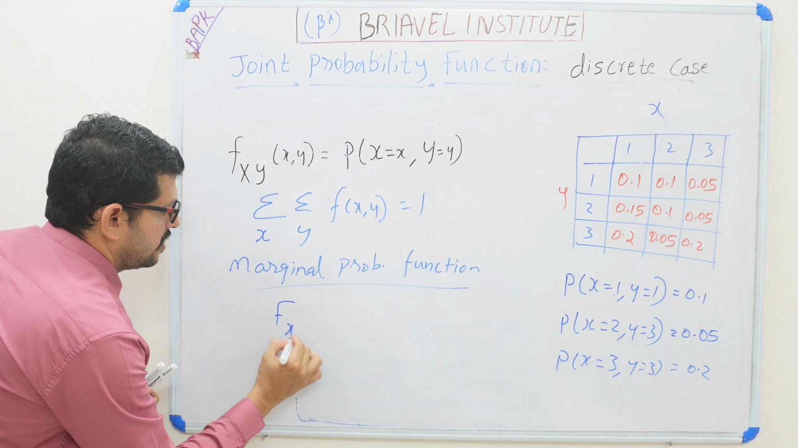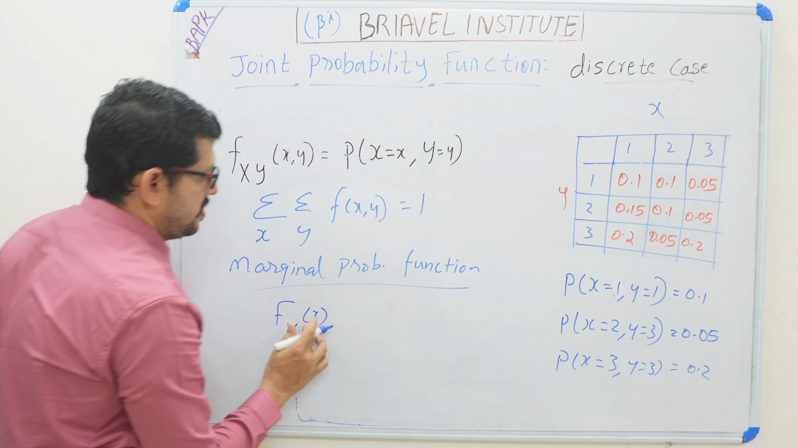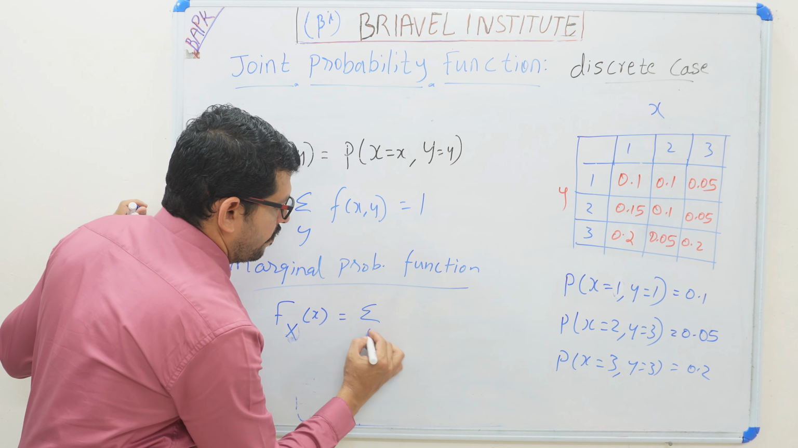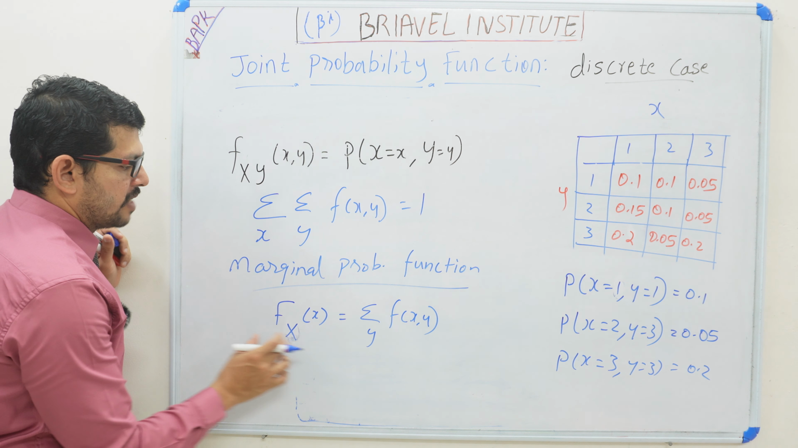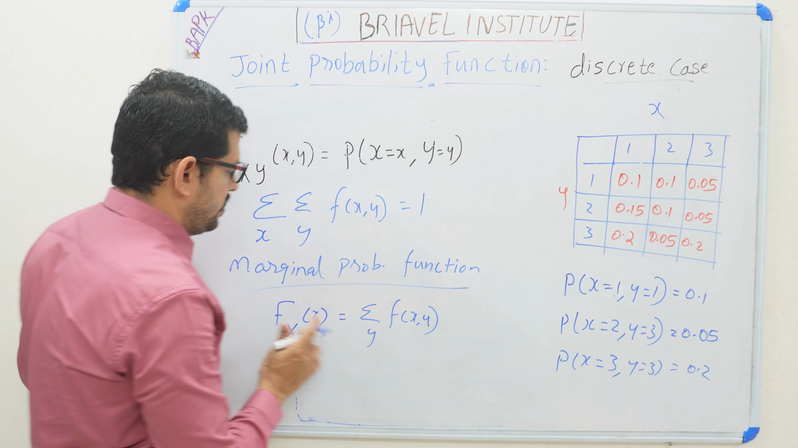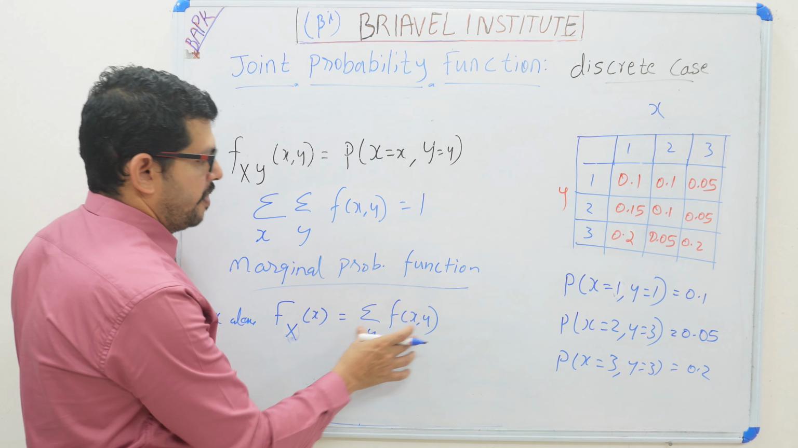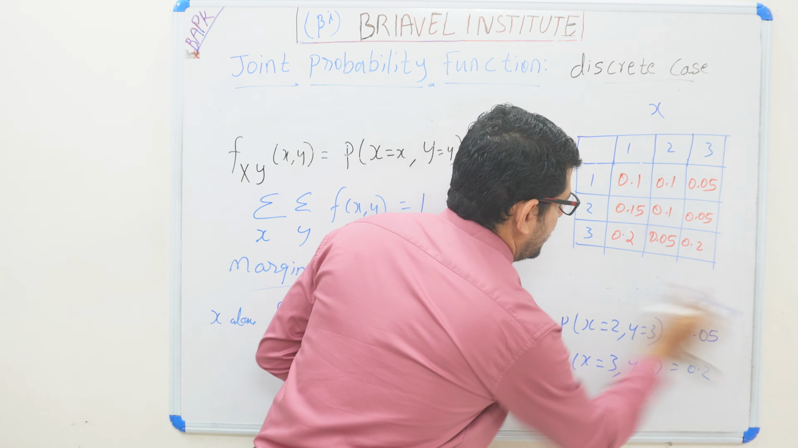F of x, this is capital S. F of x is equal to sigma y, f of x comma y, representing the function of x alone. Here it is x alone; there are no y terms. So how to write the x alone? X alone is represented like this.